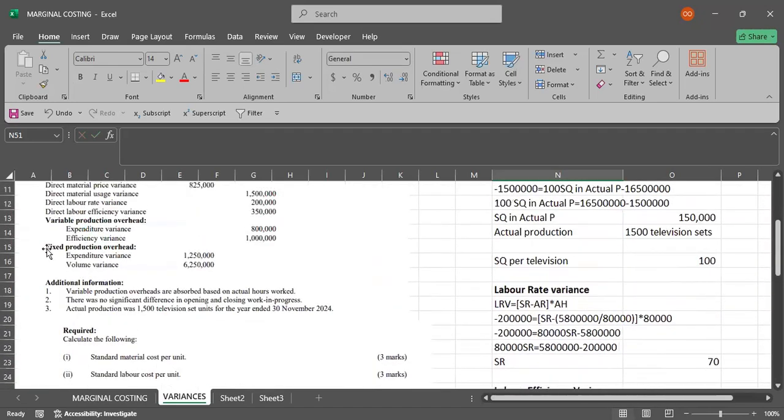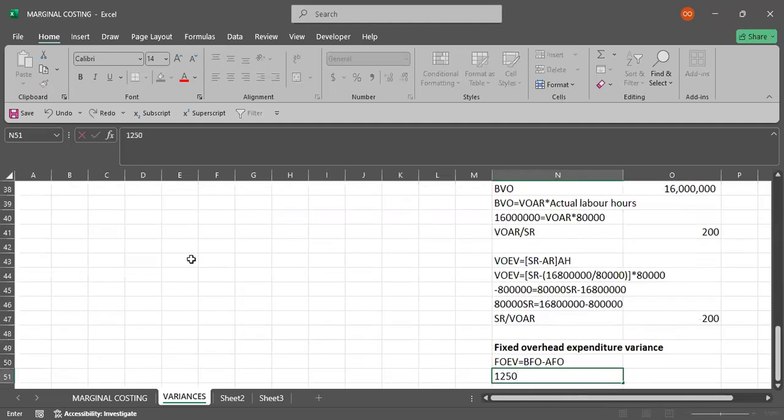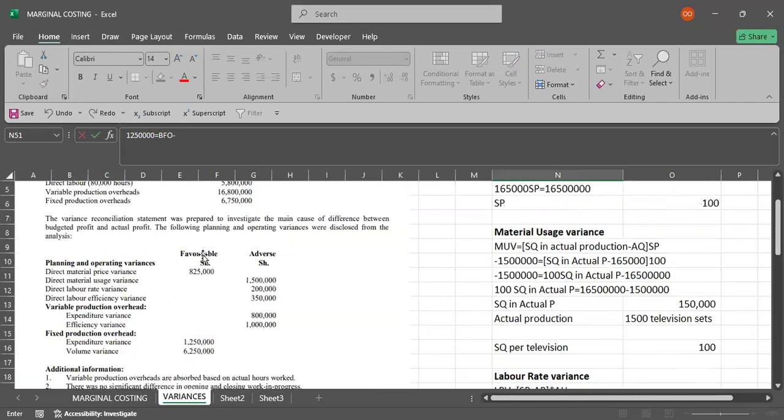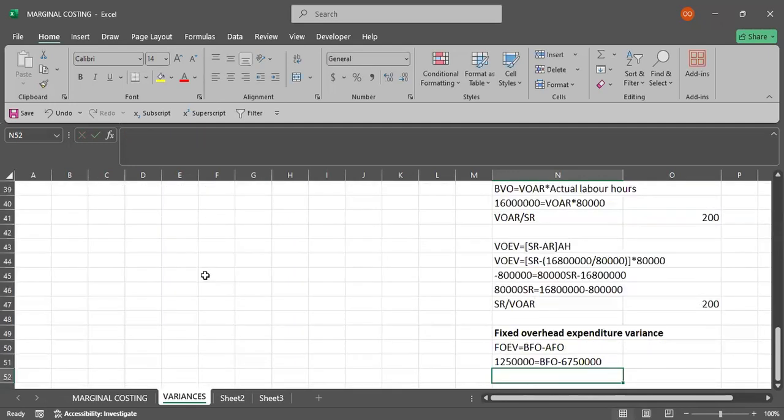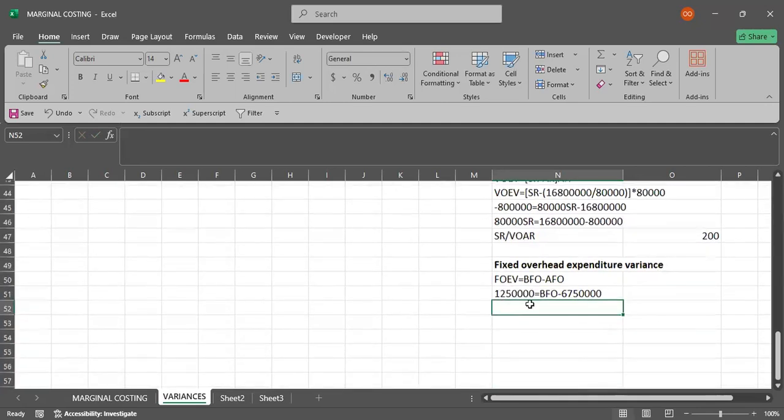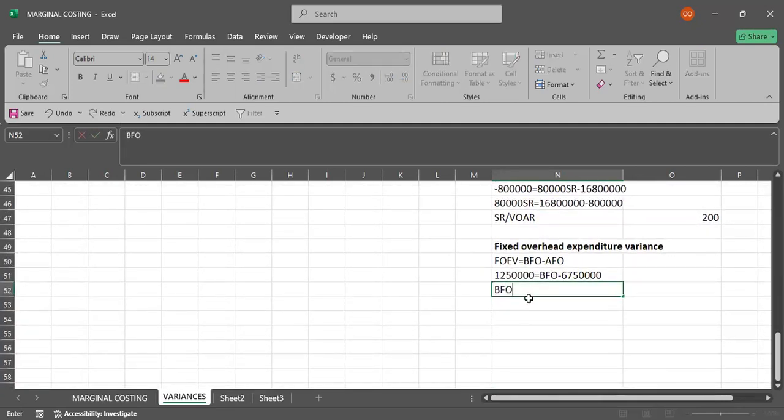Fixed production overheads expenditure variance is equal to positive 1,250,000, equal to budgeted fixed overhead minus actual fixed overheads. Do we have actual fixed overheads? Yes, in the actual results, our actual fixed overheads is 6,750,000. Good. So let's get the missing figure, that is budgeted fixed overhead.